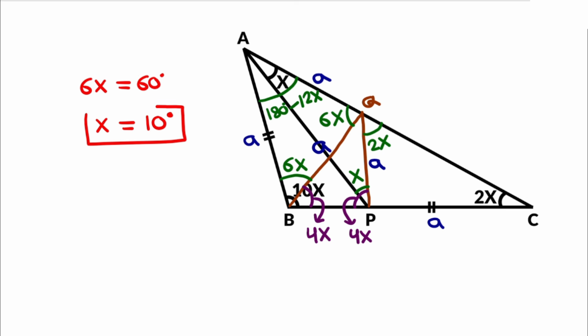One carefully chosen construction creates a chain of isosceles triangles, and that chain leads us all the way to an equilateral triangle. That's the hidden idea behind this beautiful Olympiad problem.